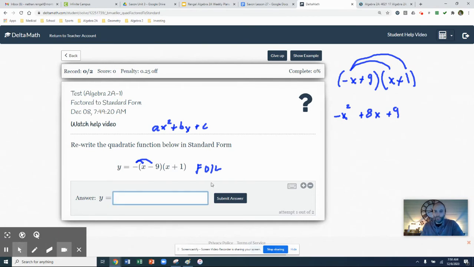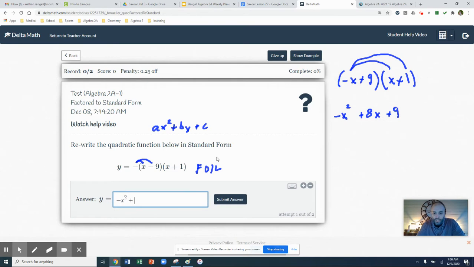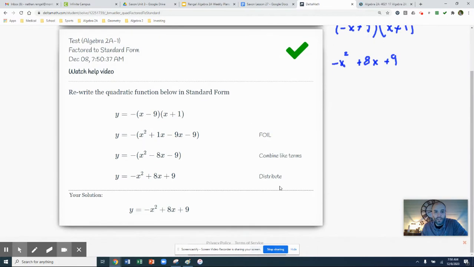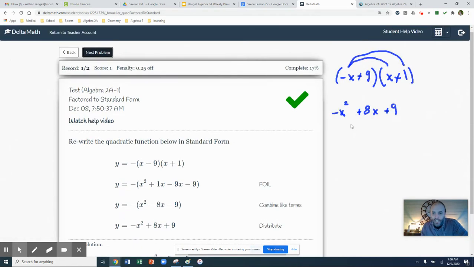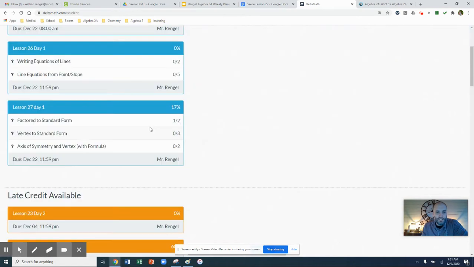So I head back and put that in. I can hit negative x, shift 6 for squared, plus 8x plus 9. And it's going to walk you through the problem. Same exact answer, maybe a slightly different way of getting there, but it's the same answer we just got. So we want to get to standard form, that ax squared plus bx plus c form, is what we want to make sure we're doing. Heading back to the next example, vertex to standard form.